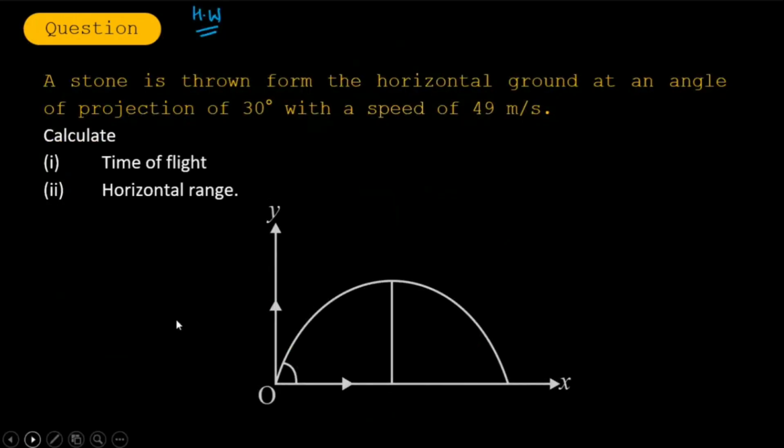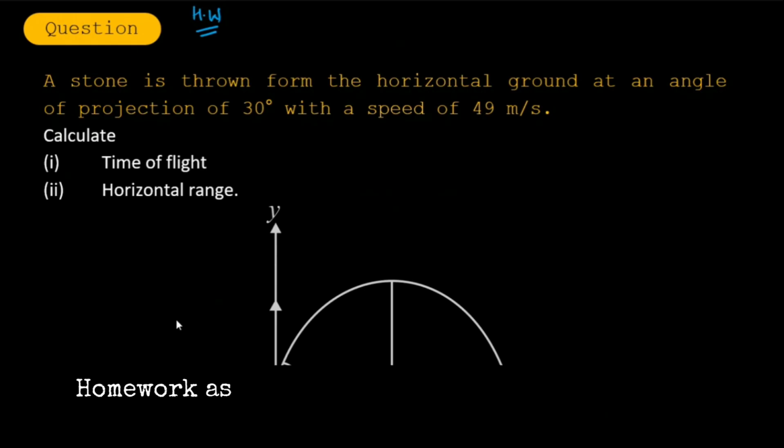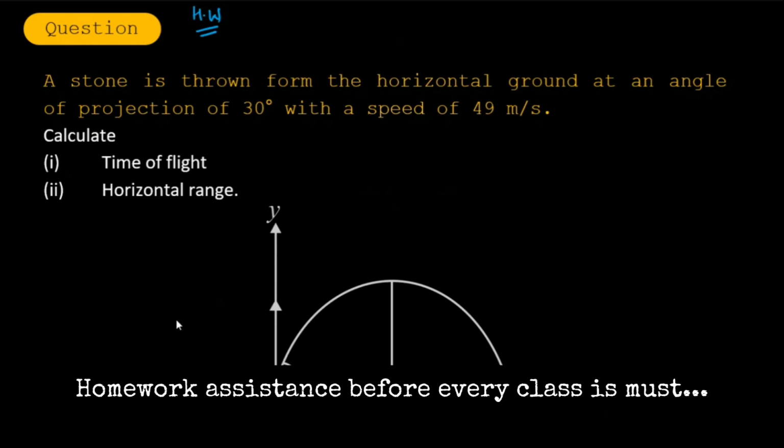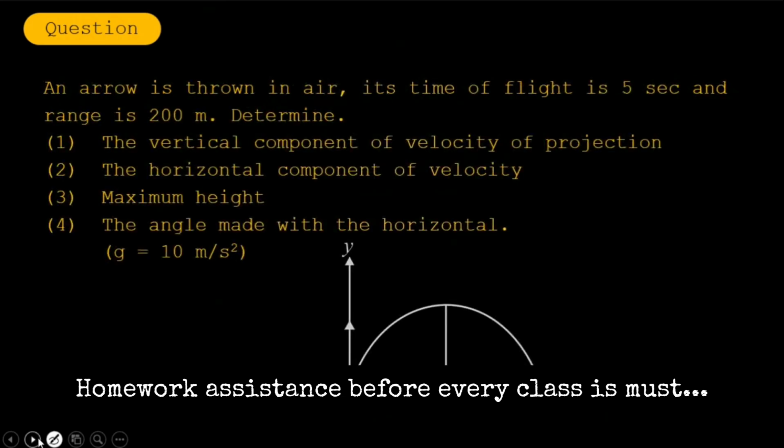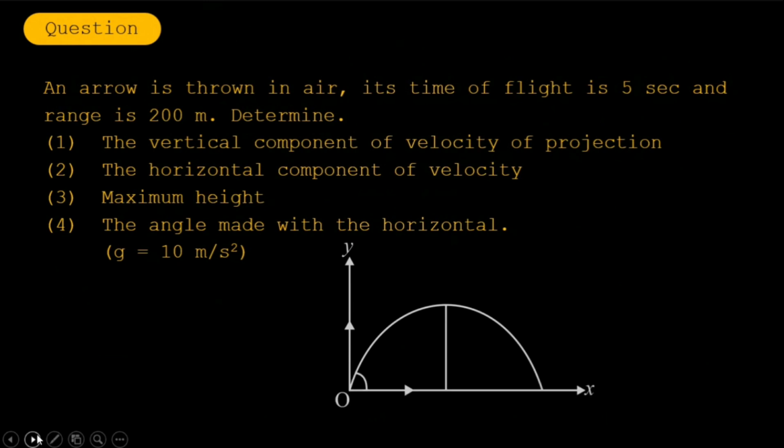This question, did you try this one? Yeah, I think I got it. For the time of flight, I got 5 seconds. Okay, and what about the horizontal range? Well, I got 212 meters. Yeah, that's correct. What about this one? You didn't try it, right? No, it was only those two you assigned for me.